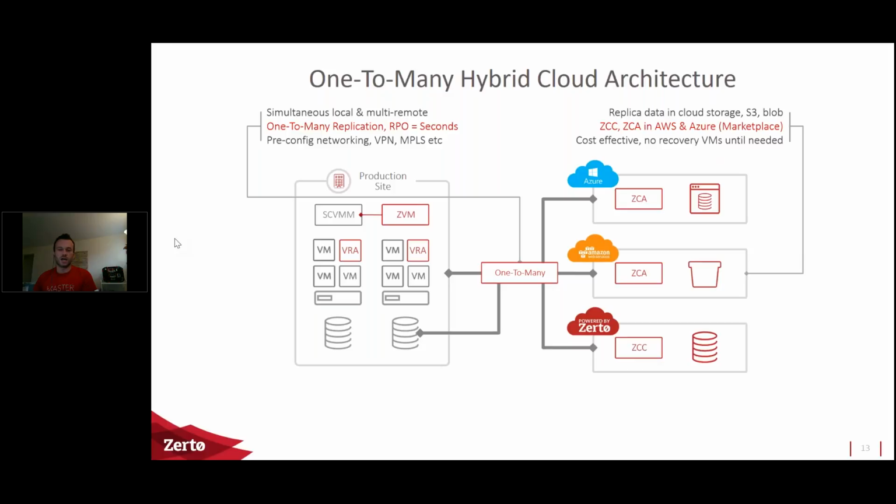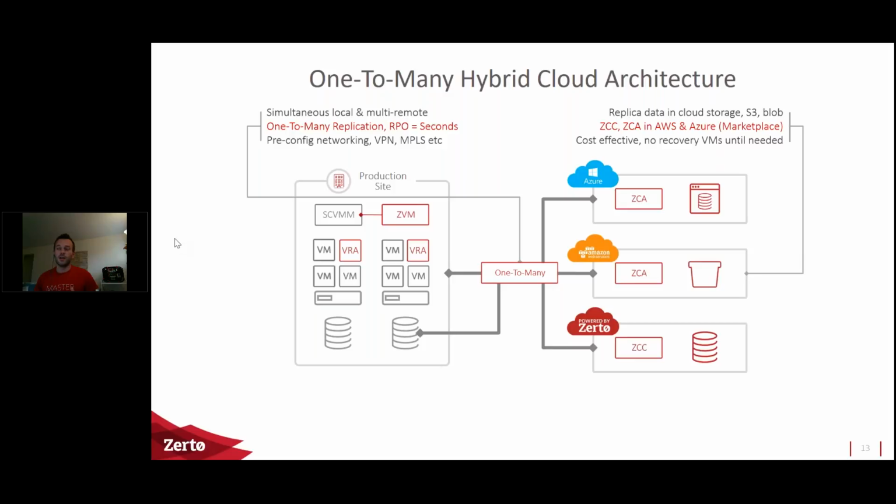Maybe you want to replicate into Amazon instead. In Amazon, simply deploy an M4 extra large EC2 instance, deploy the ZCA, and instead of storing it in a storage account, which doesn't exist in Amazon, it's just going to be stored in S3. Again, cheap cloud storage. Now, with each of these, you have to pre-configure the networking. Zerto doesn't include the networking by default, so it needs to be a VPN, it could be a Direct Connect, an ExpressRoute, whatever it is you need to connect. Pre-configure that into your target cloud, and then deploy Zerto on top.